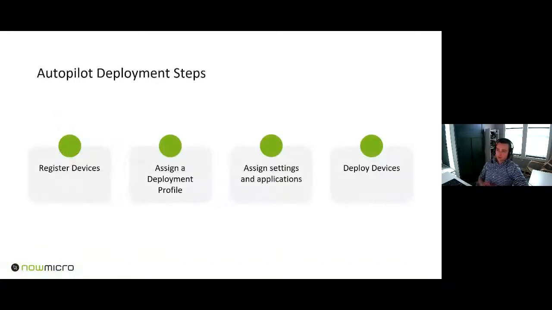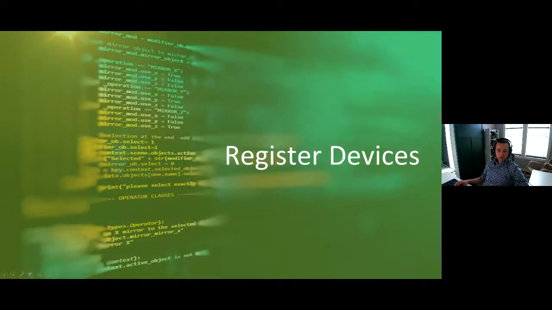So now that we've got the prerequisites out of the way, I want to walk through the basic Autopilot deployment process. There are four main steps to the Autopilot deployment process: registering the devices, assigning a deployment profile, assigning settings and applications, and then finally deploying to devices. So first up, let's look at the first step, registering devices.